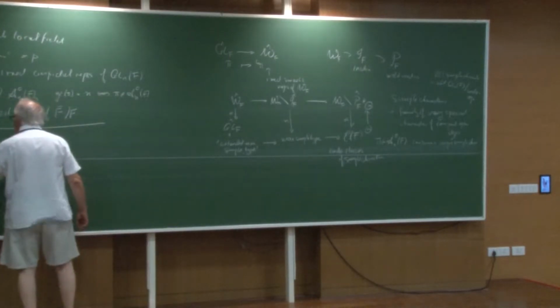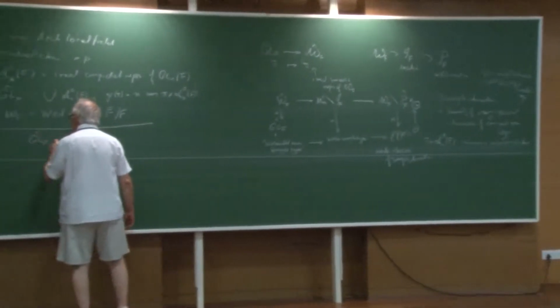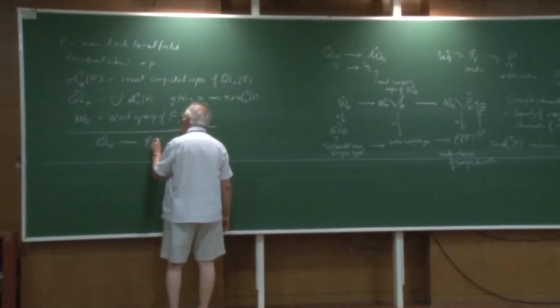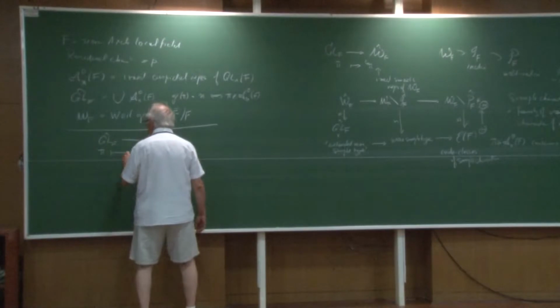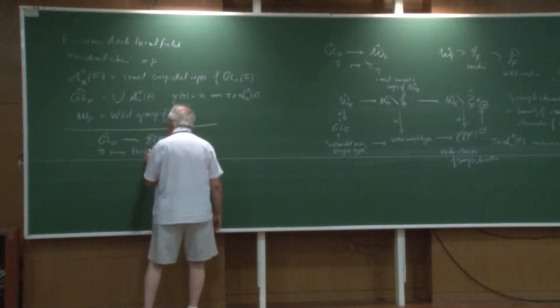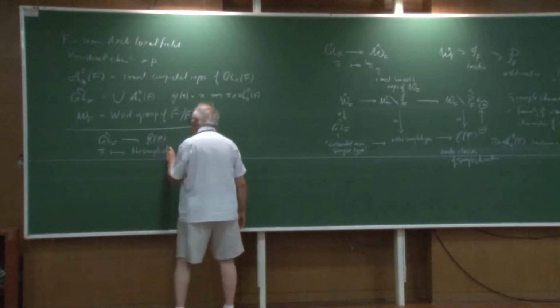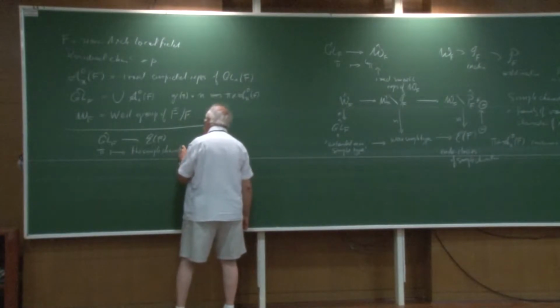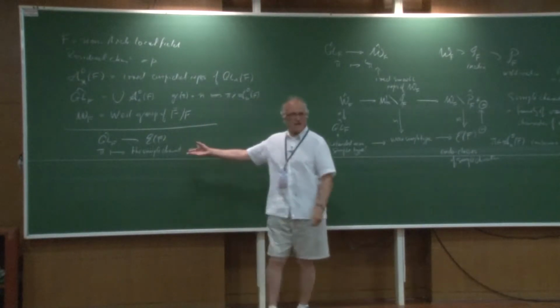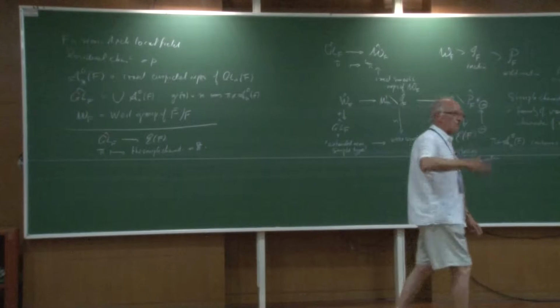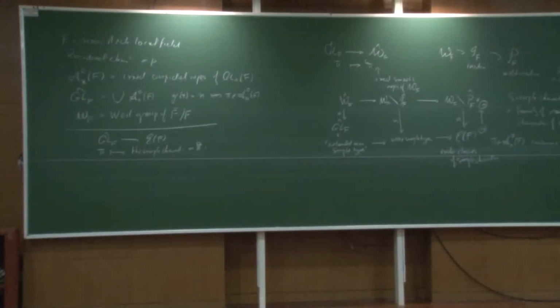The map GLF hat to EOF, that sends pi to the simple character that's contained in pi. So you pick out this thing, like I said, the simple character, the endo class of the conjugacy class of simple characters contained in there. Right.